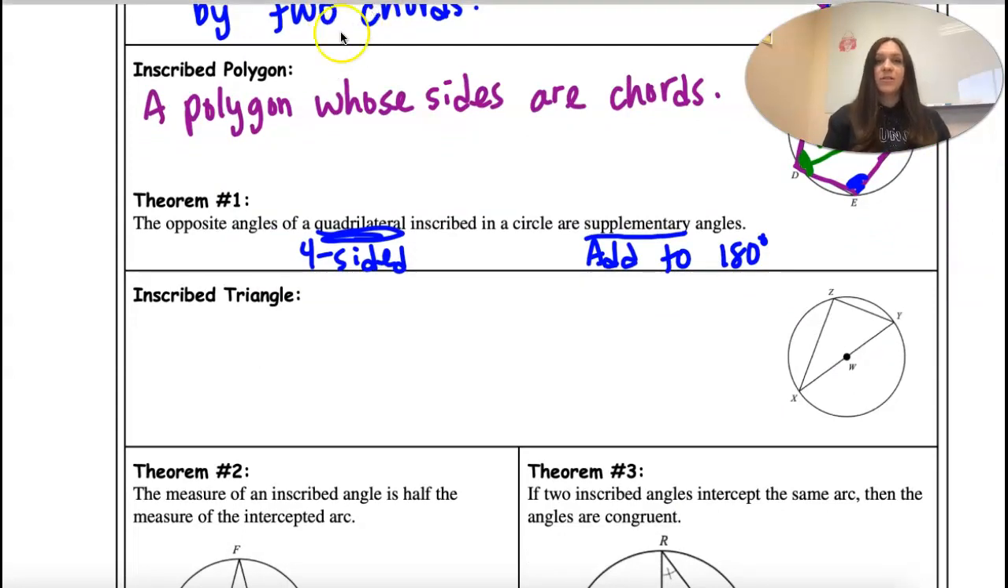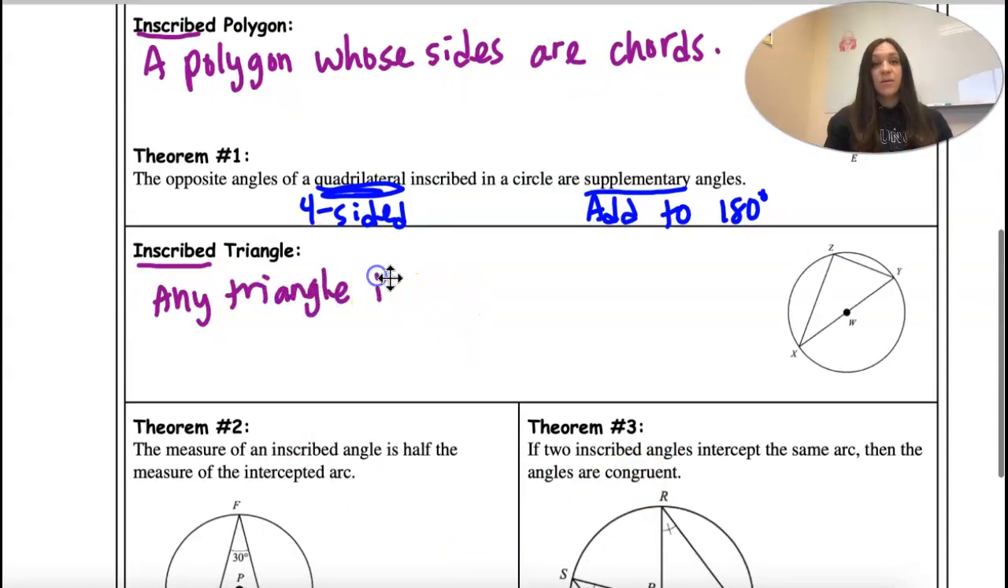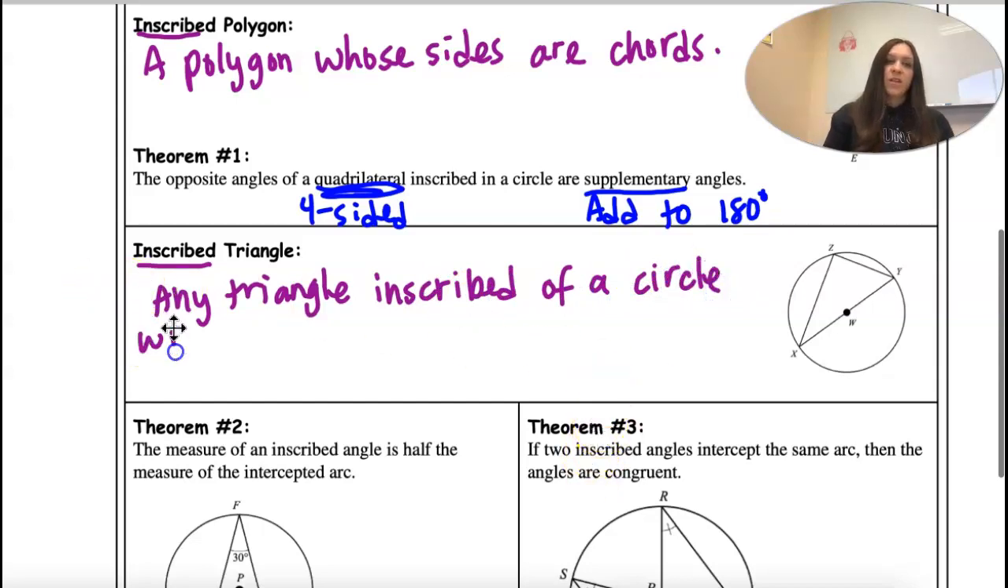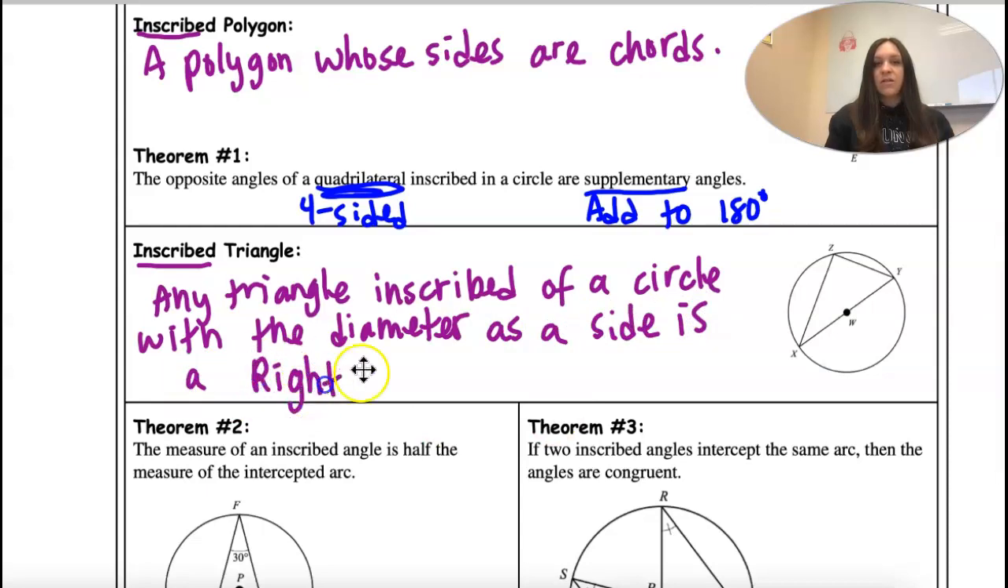Okay, inscribed triangle. So I hope you notice inscribed. That means inside a circle. So now we have a triangle inside a circle. So any triangle inscribed, meaning inside of a circle, with the diameter as a side is a right triangle.